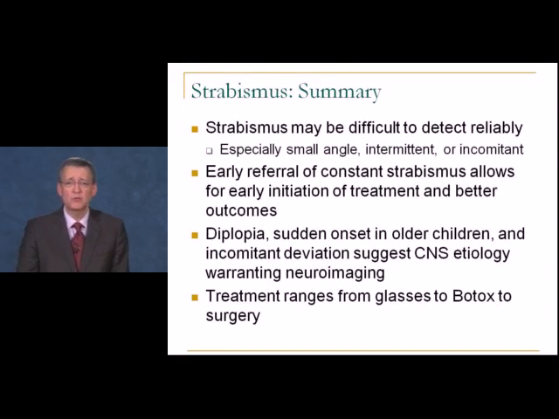So in summary, strabismus may be difficult to detect reliably, especially the small angle, the intermittent, when it's overlaid on, so you have pseudostrabismus and true strabismus. But early referral of constant strabismus helps us initiate treatment and have better outcomes. The red flags are double vision, sudden onset, incomitance of the deviation, different in different gazes. And the treatment can be as simple as glasses to Botox to surgery.